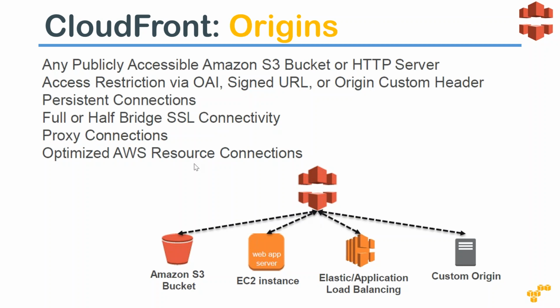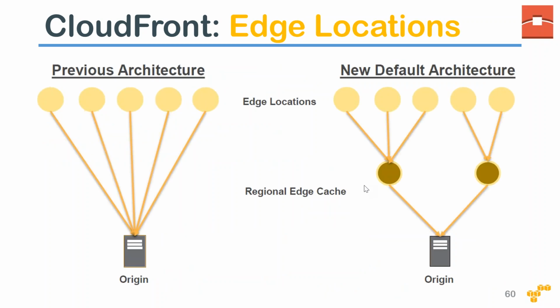And you can have proxying connections or full or half SSL bridge, in other words where you want to drop your SSLs, or you can use content restriction using origin access identities. In other words, you allow only certain people to access it. So that is what origins is all about.